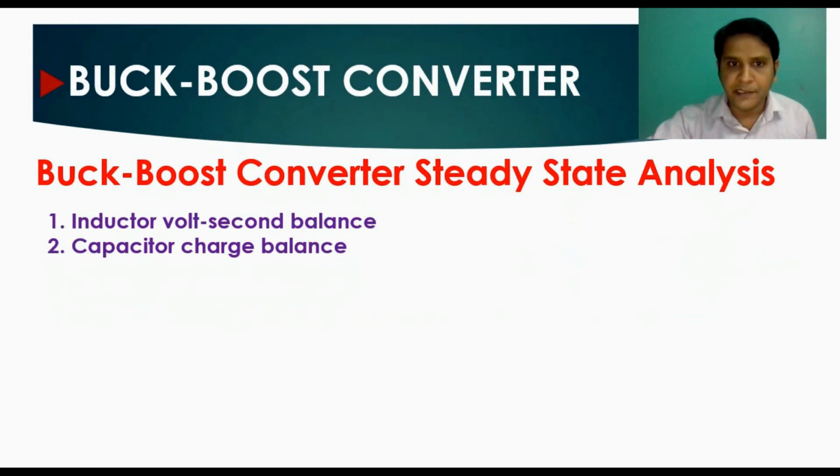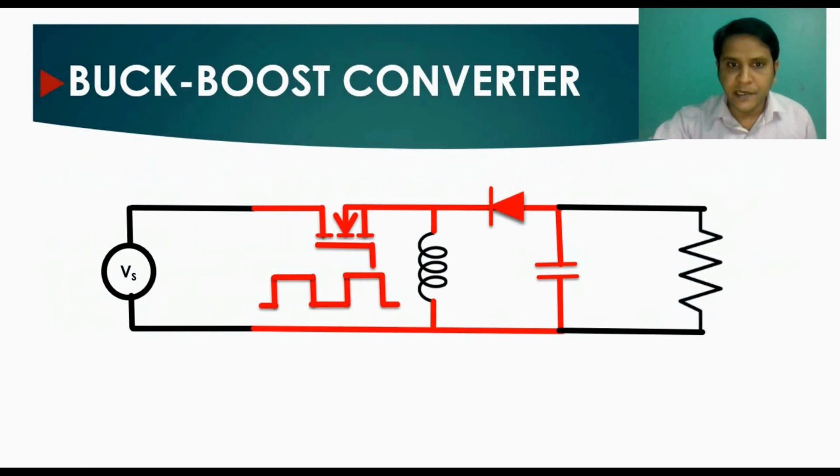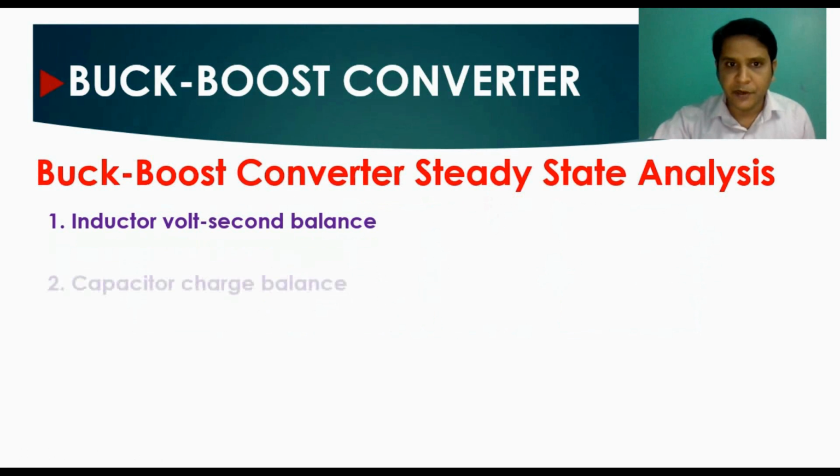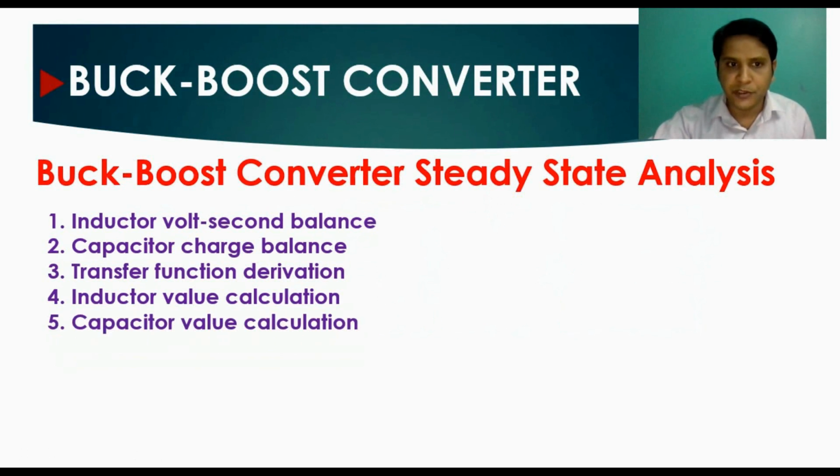So basically this is the basic circuit diagram of buck boost converter, right? Here we have supply voltage, then we have a switch which is called MOSFET, and it is driven by the PWM signal. Then we have an inductor over here, then we have a diode which is connected in this fashion, and then we have capacitor, and then we have some load resistance over there, right? So this is the basic circuit diagram for buck boost converter, right?